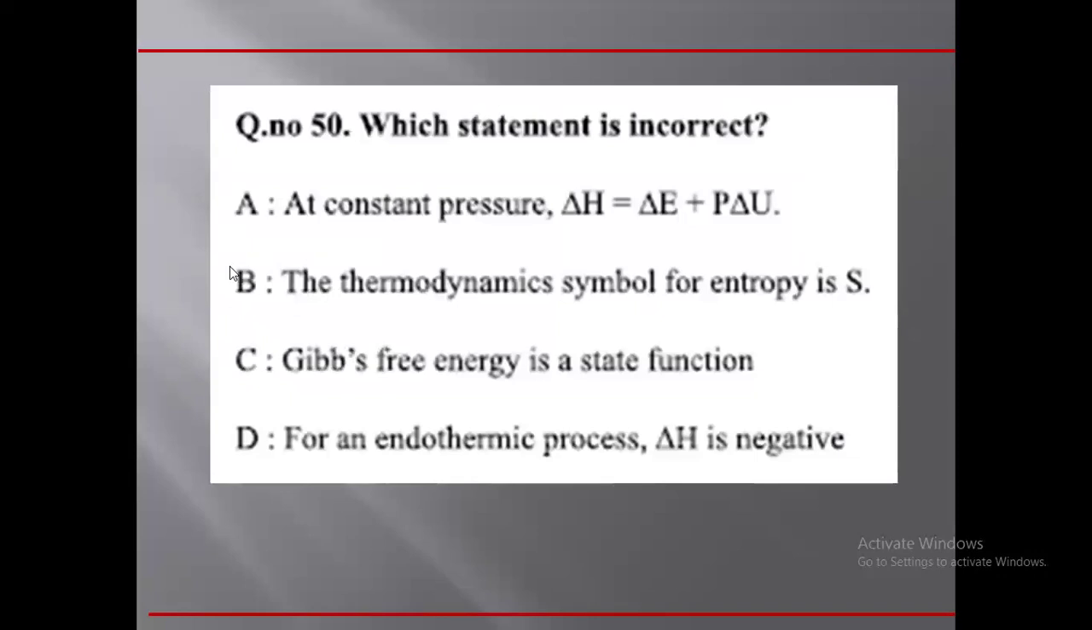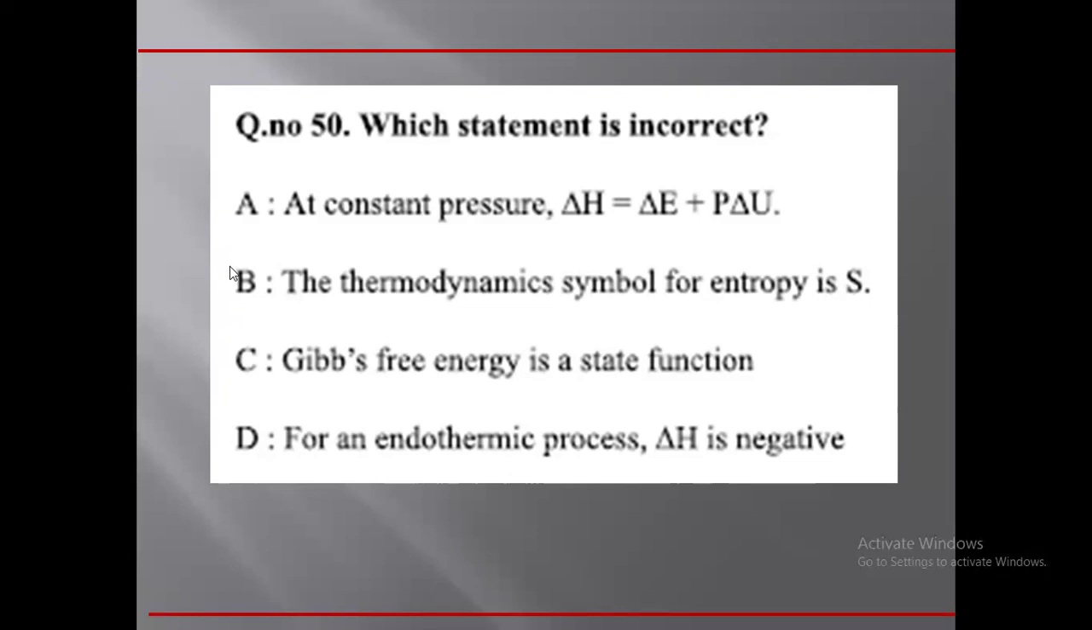Question number 50: which statement is incorrect? Option A: at constant pressure, delta H is equal to delta E plus P delta V. B: the thermodynamic symbol for entropy is S. C: Gibbs free energy is a state function. And D: for an endothermic process, delta H is negative. What is our question? The incorrect statement. Just look at option D.